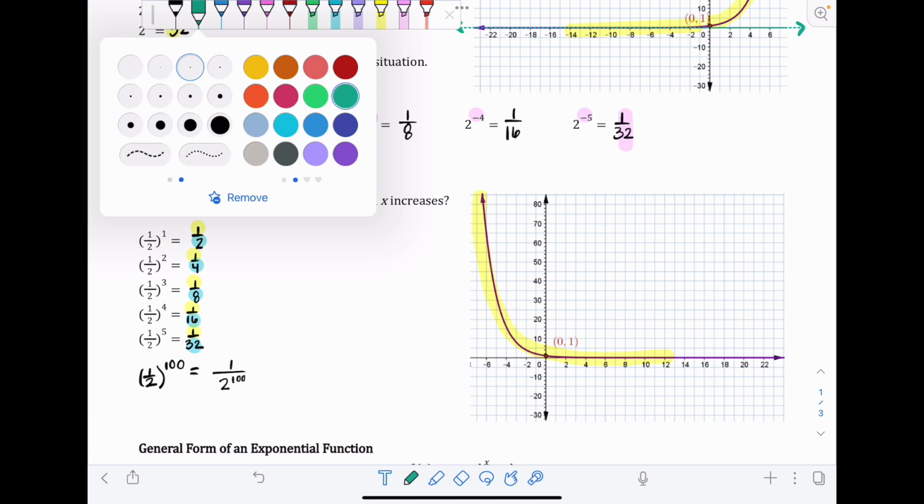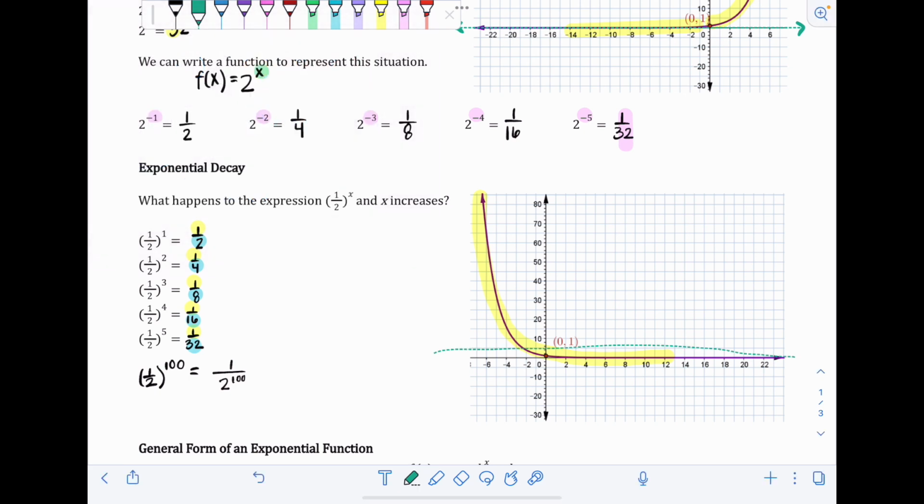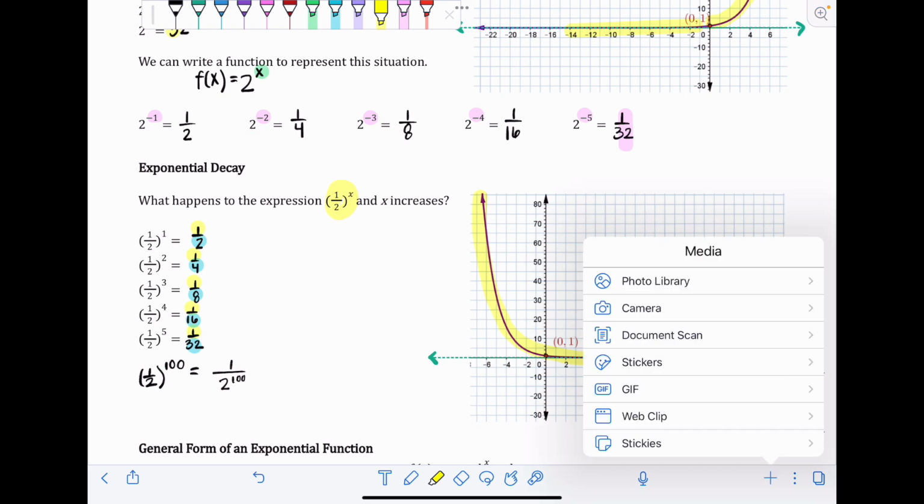So that means that we have another horizontal asymptote here. So that stays true for even decay as well. The only thing that's going to change the asymptote is if there are other values added around here, and it'll still exist.